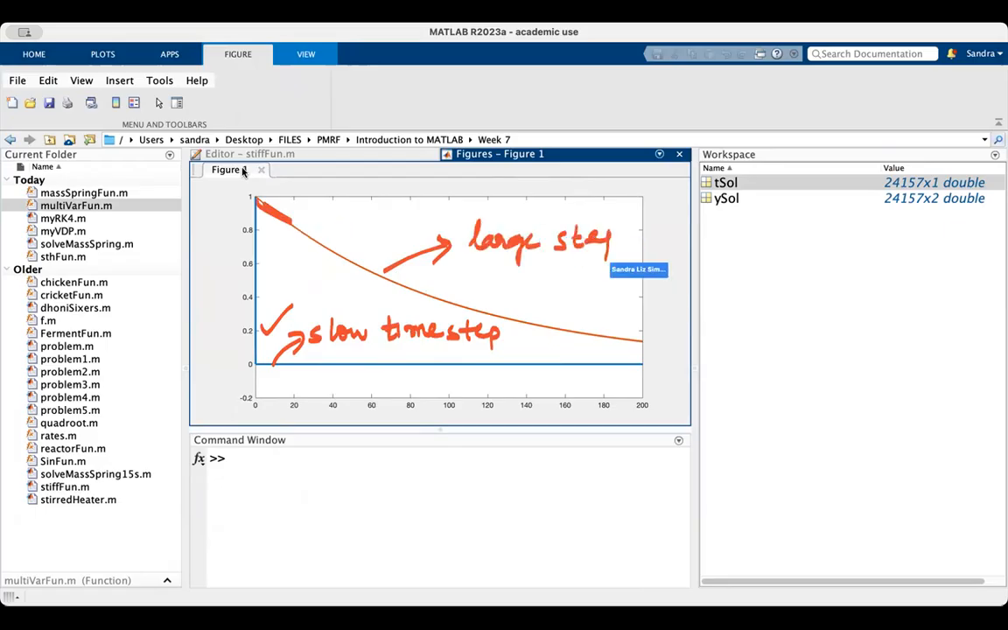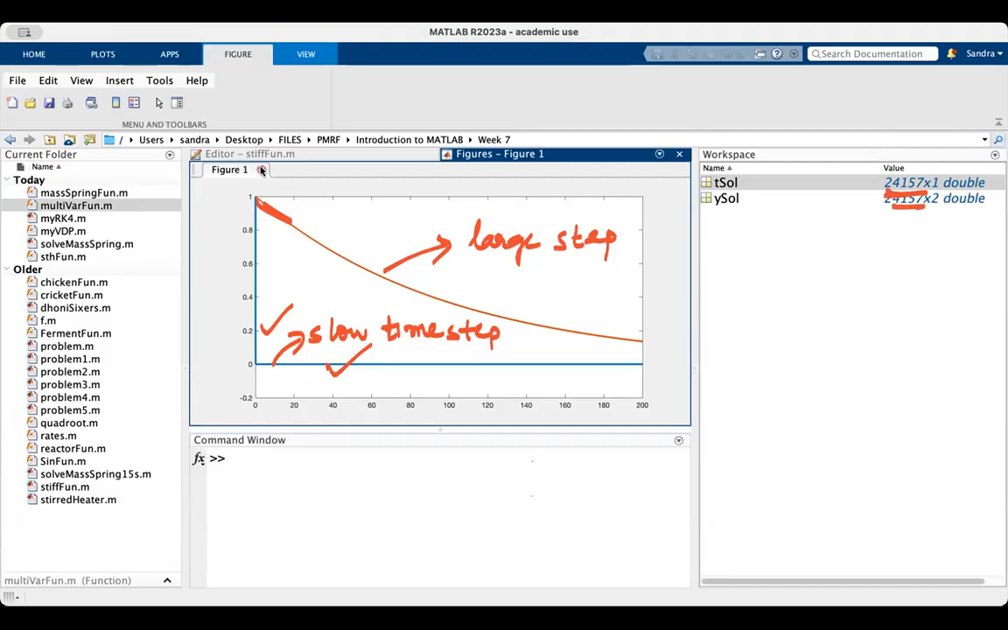But when you try to solve it together, there are different dynamics. Because of this slow time step requirement, MATLAB will take small time steps. That is why you can see in T solve that the difference is very, very small. Okay, so that is why it requires a lot of time. ODE45 requires a lot of time to solve this.